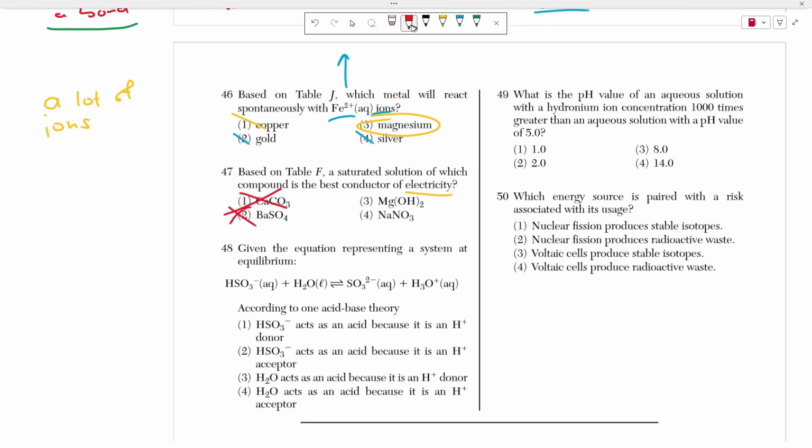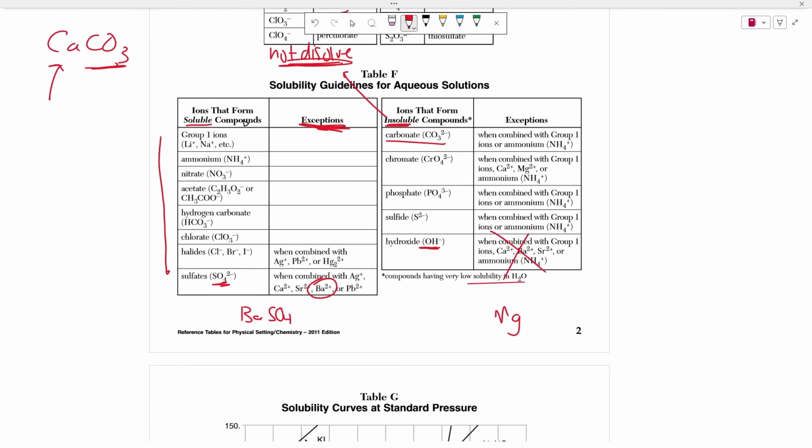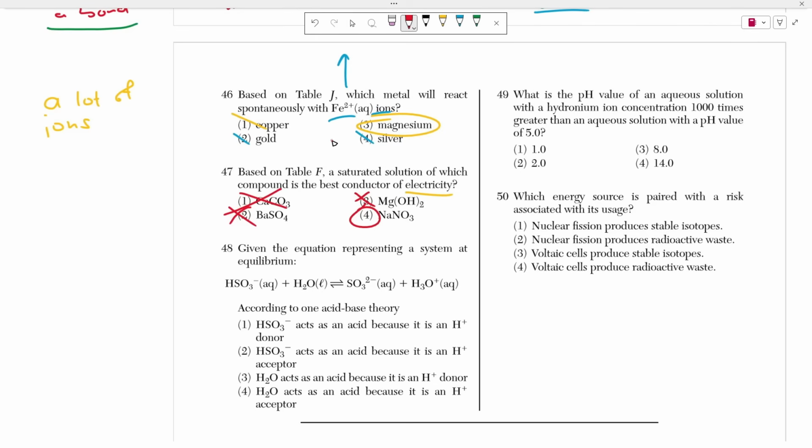Choice 4 is the right answer. Choice 3 does not dissolve: NaNO3. Let's look at the rules here. Ions that form soluble compounds: Group 1 ions. Oh, Na+. Anything with Na inside of it will dissolve, no exceptions, okay? So NaNO3 will be the only one that's actually soluble in water. It'll be the only one that produces ions when dissolved, and thus it'll be the best carrier of electricity.